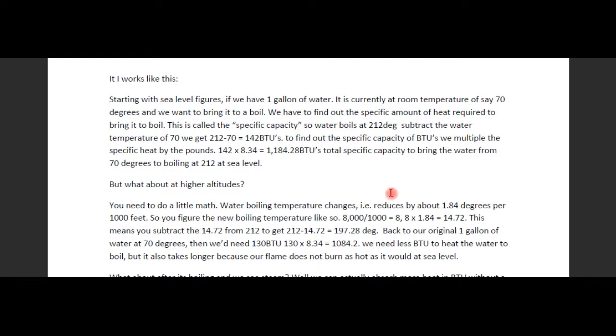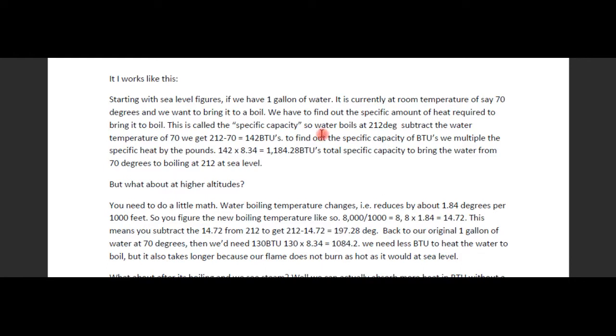To find the specific capacity in BTUs, you multiply 142 times 8.34. You get 1,184.28 BTUs total specific capacity to bring the water from 70 degrees to its boiling temperature of 212 degrees at sea level. So what about higher altitudes?